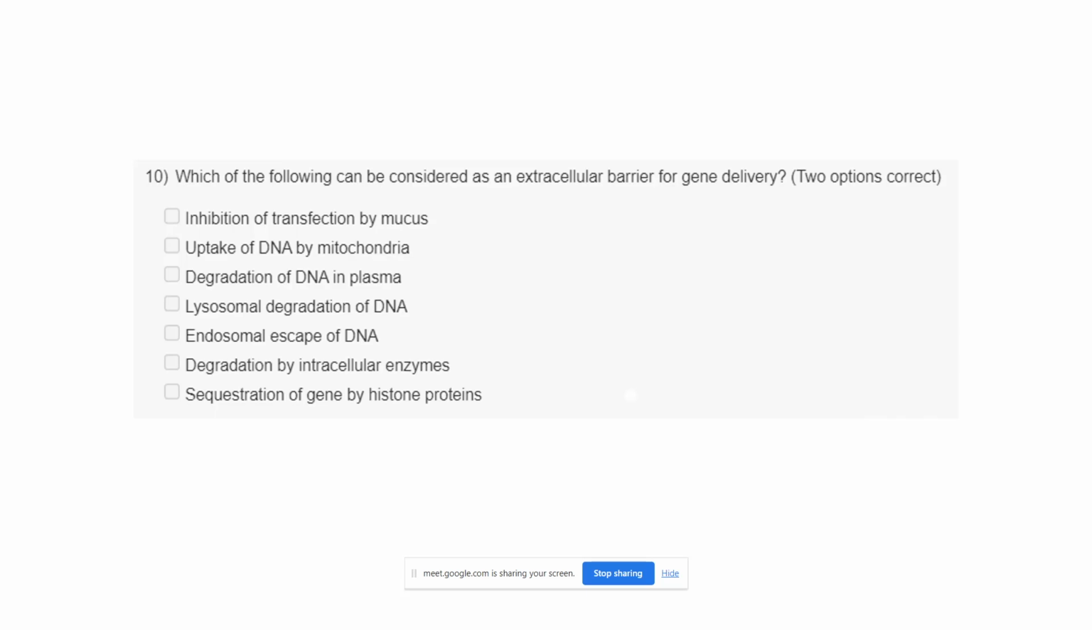Okay. 10th question. Which of the following can be considered as an extracellular barrier for gene delivery? You have to select two correct options. Inhibition of transfection by mucus, uptake of DNA by mitochondria, degradation of DNA in plasma, lysosomal degradation of DNA, endosomal escape of DNA, degradation by intracellular enzymes, and sequestration of gene by histone proteins.